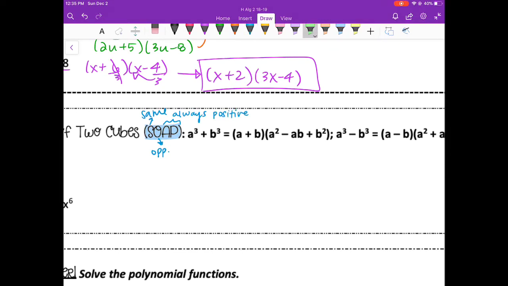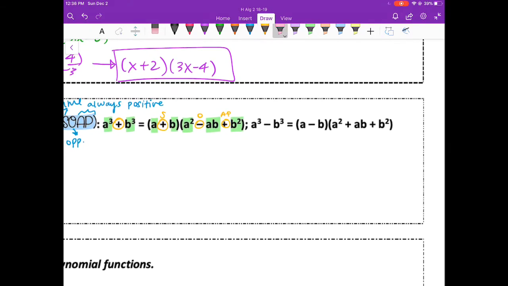So if I've got a cubed plus b cubed, I always write that out by saying, okay, my first set of parentheses is going to be a and b, and then you've got a squared, multiply the two together, get ab, and b squared. And then your signs follow the SOAP pattern. So a cubed plus b cubed: same sign, opposite sign, always positive.